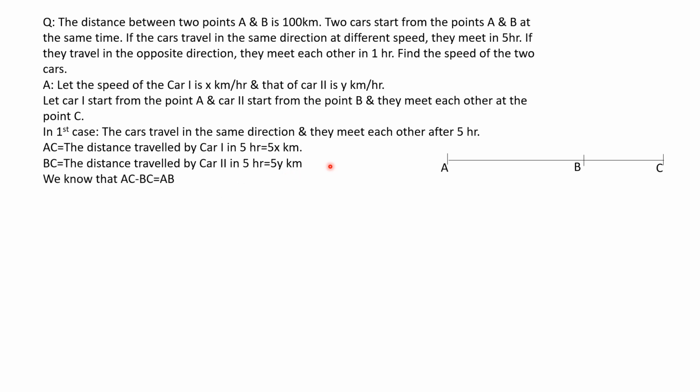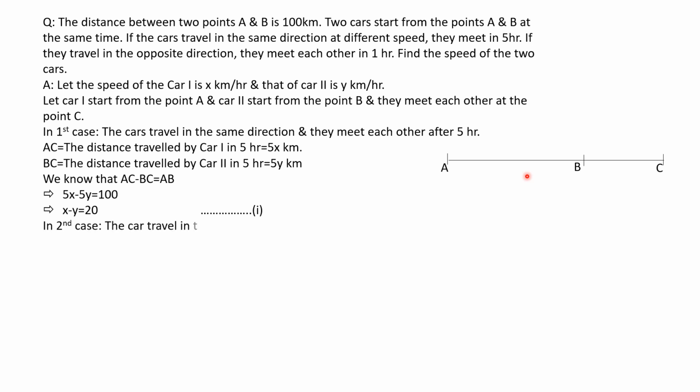So we know that AC minus BC equals AB, or 5x minus 5y equals 100, or we can write x minus y equals 20. Here this is the first equation.